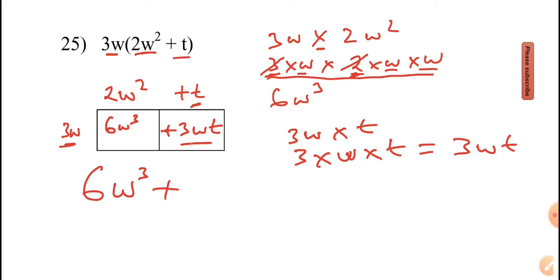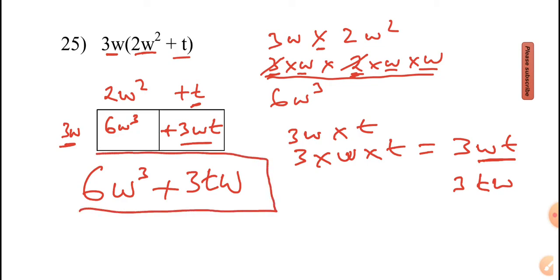and here actually I should have written 3tw to have it in alphabetical order. It's better to write it in alphabetical order, so it's better to write it as 3tw, but the answer would still be correct if I wrote 3wt. 3wt and 3tw is the same thing, so all I'm saying is maybe I should have done it in alphabetical order and written 3tw. It doesn't change the answer at all. So the final answer is 6w cubed plus 3tw.